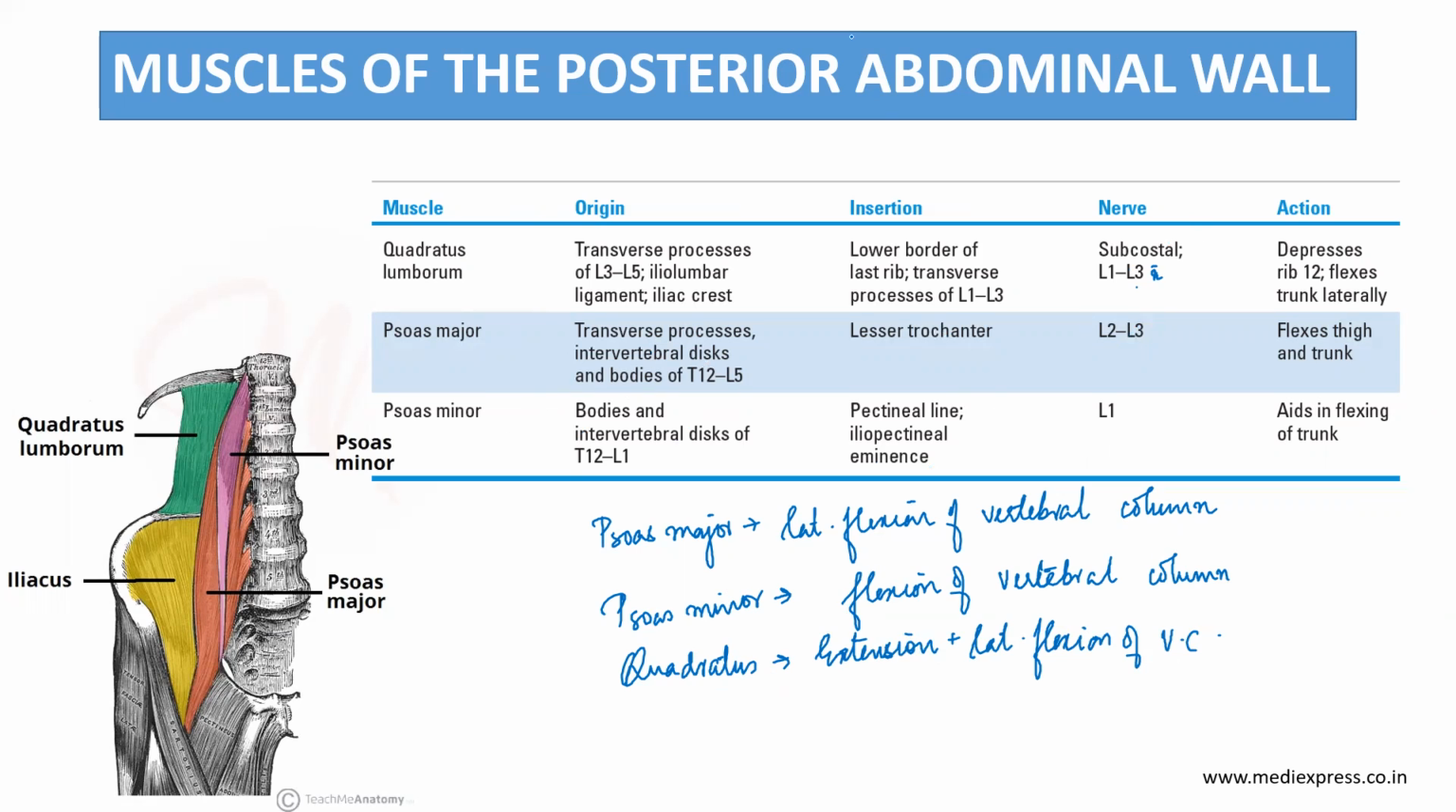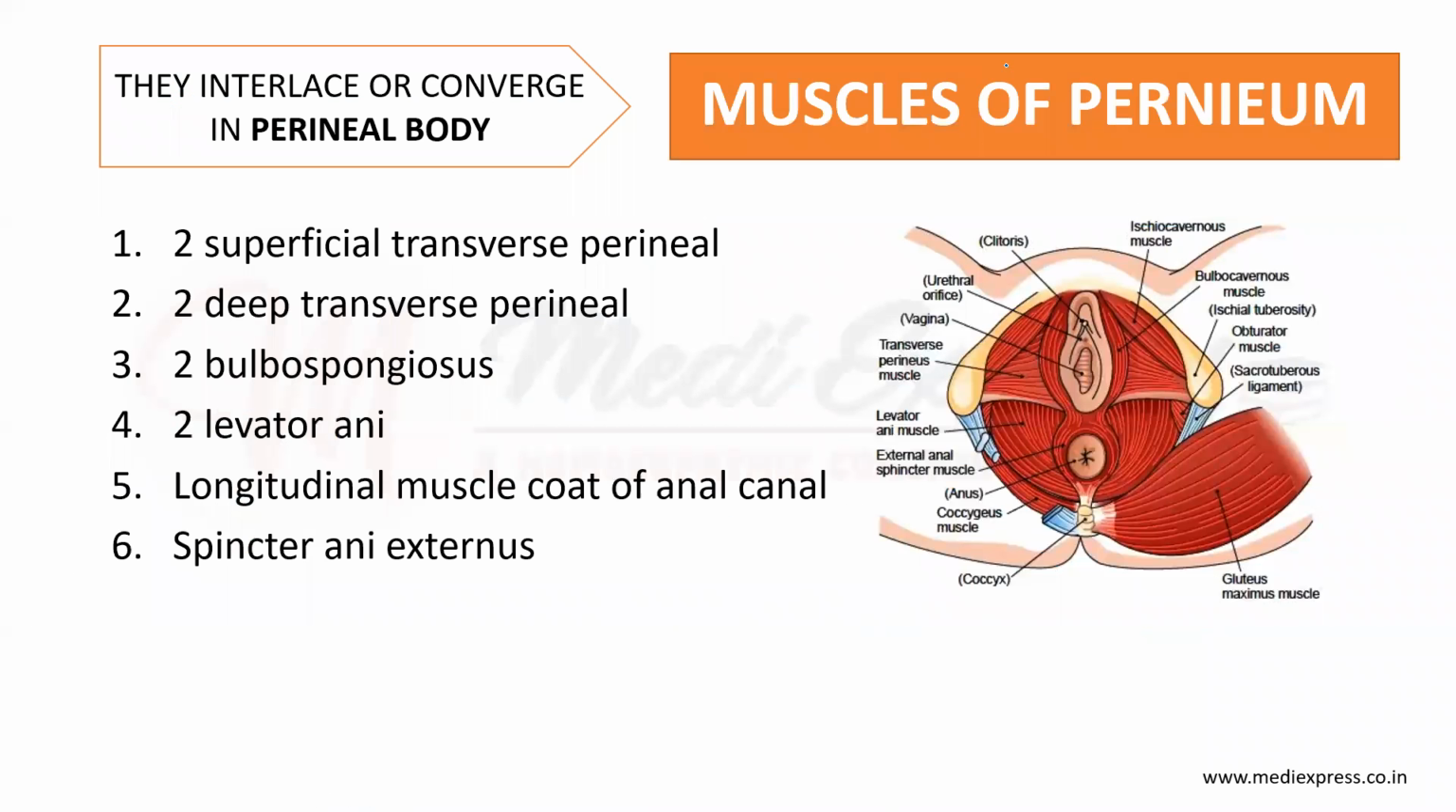So, next one coming to the muscles of perineum. Now, this is a little important one. Remember that the muscles of perineum interlace and converge in the perineal body. So the names of the muscles of the perineum are very important for you to know. There are two superficial transverse perineal. You can see transverse perineal muscle.